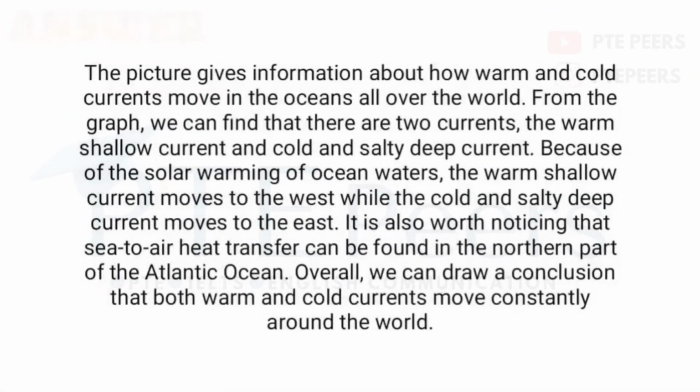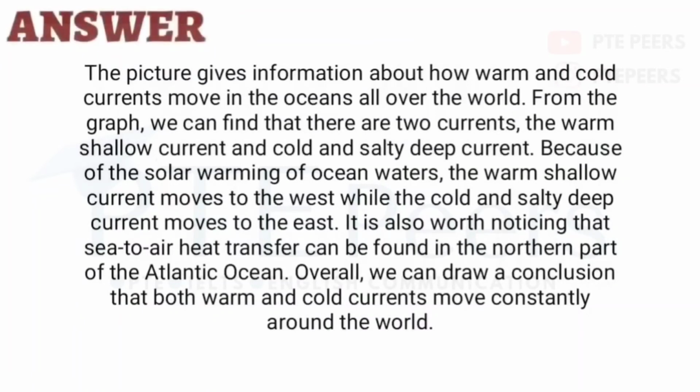The picture gives information about how warm and cold currents move in the oceans all over the world. From the graph, we can find that there are two currents, the warm shallow current, and the cold and salty deep current. Because of the solar warming of ocean waters, the warm shallow current moves to the west while the cold and salty deep current moves to the east. It is also worth noticing that sea-to-air heat transfer can be found in the northern part of the Atlantic Ocean. Overall, we can draw a conclusion that both warm and cold currents move constantly around the world.